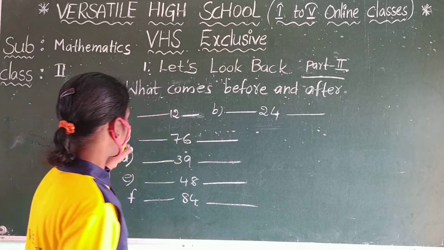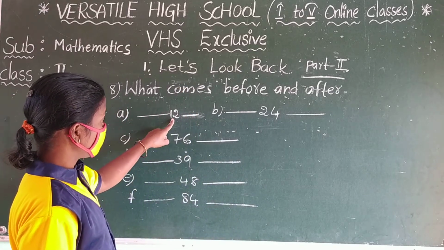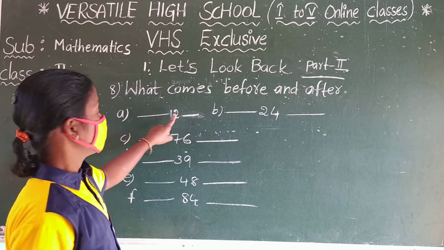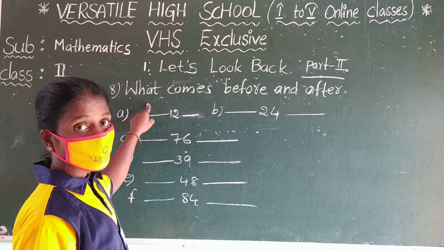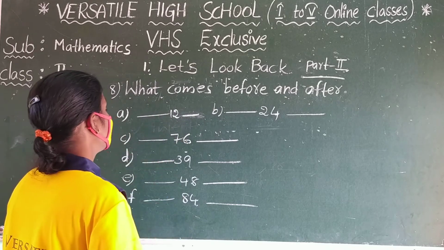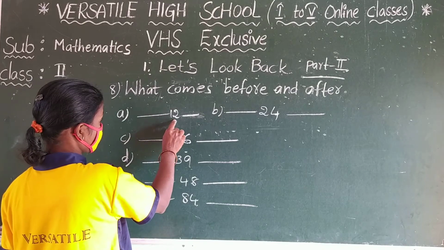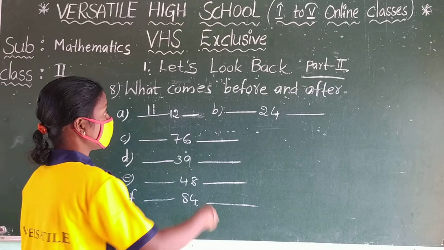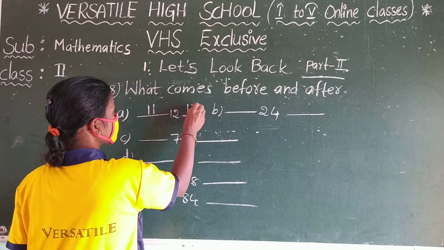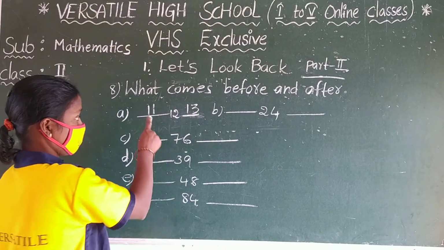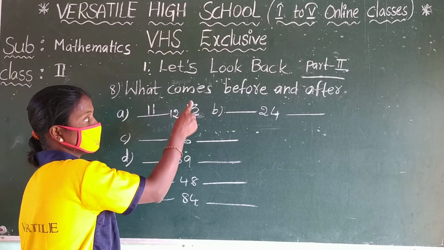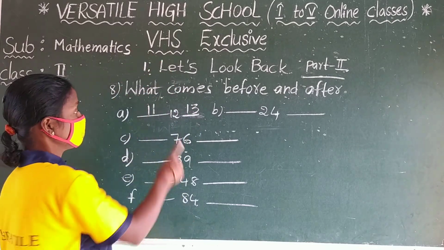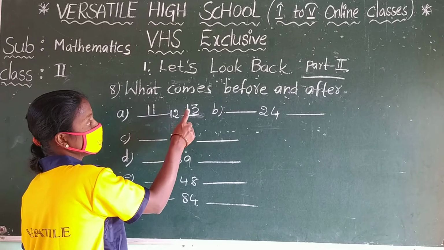So here observe that dash 12 dash. 12 comes before. So what is the before number here? 12 before 11. And 12 after number is what? 13. Once read as 11, 12, 13.